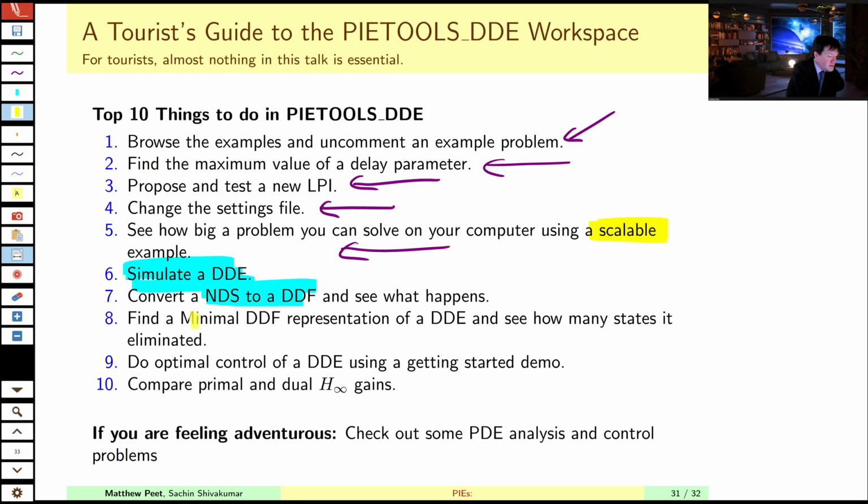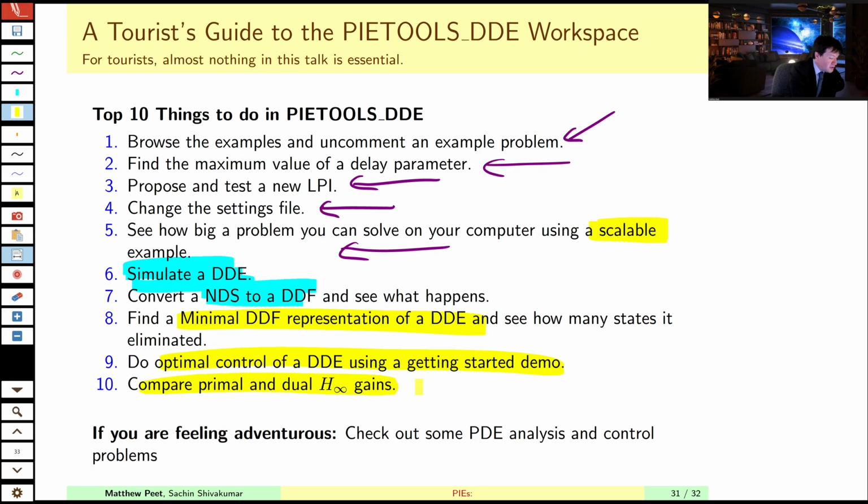Take a DDE. Find a minimal representation. See how efficient or inefficient your DDE structure is at representing those delay channels. Can you make the delay channels much, much smaller? Usually you can. Finally, do some optimal control. Use that getting started demo I was showing you earlier. Run it. See how long it takes. Well, actually, honestly, the simulation takes quite a while. The controller synthesis, however, takes very little time.